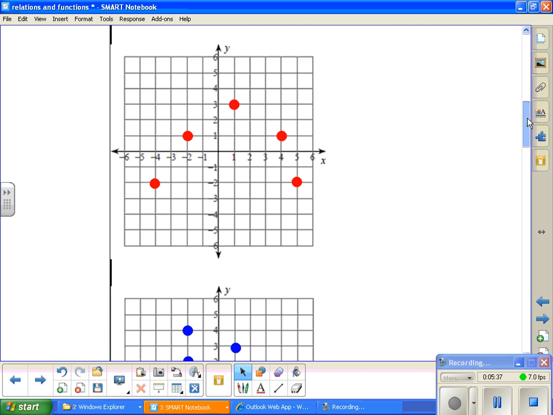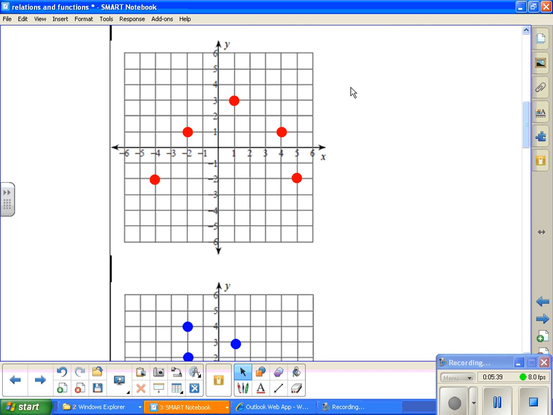Okay, so for these you don't have to copy. I'm just going to go ahead and talk about them. You can list the domain and the range, which you're going to have to do on your packet. And so how you do that is, what you might want to do is go ahead and just list the ordered pairs first.